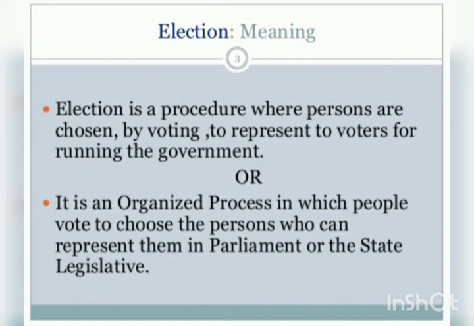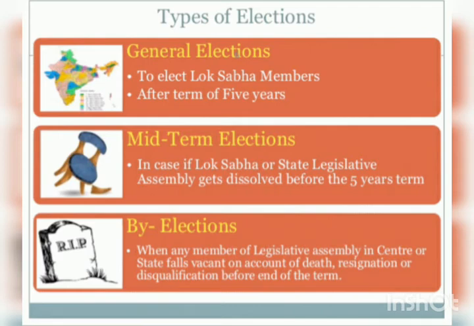A political party is a group of people holding similar views or beliefs. Any political party or a combination of parties getting the largest number of votes forms the government. Types of election: first is general election, second is midterm election, and third is by-election. What is general election, children?